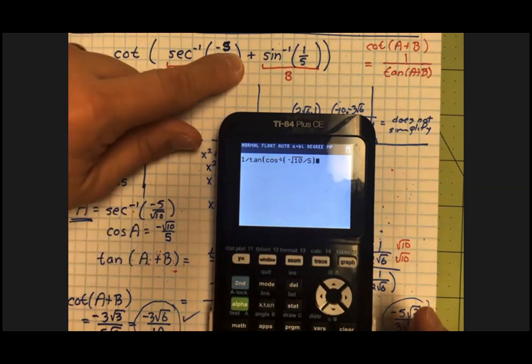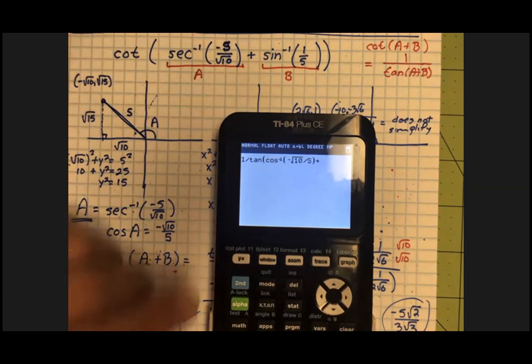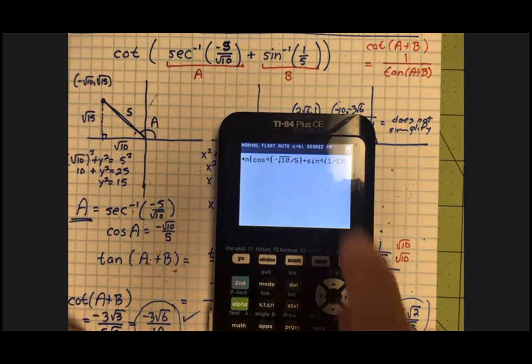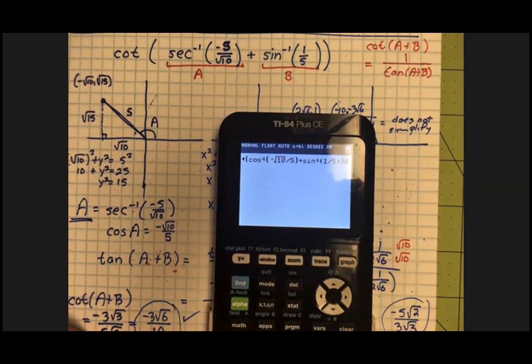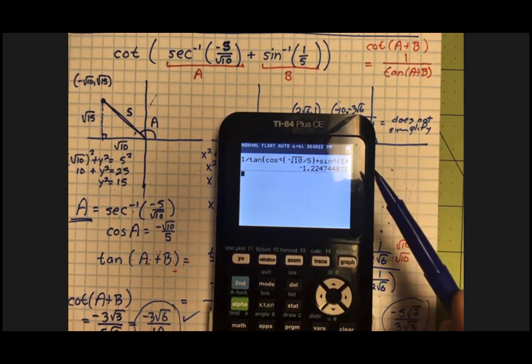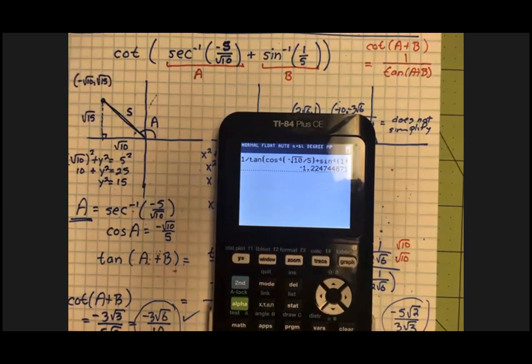Now I can add sine inverse of 1/5 plus sine inverse of 1/5 and close that parentheses. Let's divide. It's negative. That's not too bad. Negative 1.2. I'm nervous about that. And the trouble is, I cannot turn this into a fraction. So we've got to have something wrong, and you're going to have to find the error here.